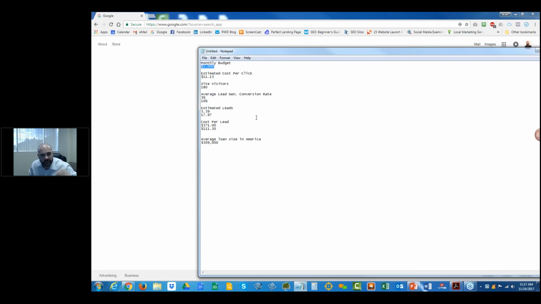Basically, if you spend $2,000 in this market, you would be paying about $11 per click. So that would generate 180 site visitors in a month, right? And then we have two conversion rates here. If the landing page was converting at 3%, how many leads would you get? You would get 5. If it was converting at 10%, which is average, you would be getting just about 18 leads, right?